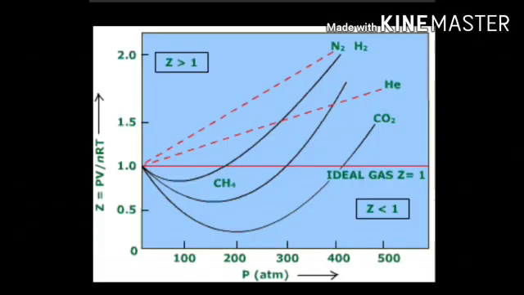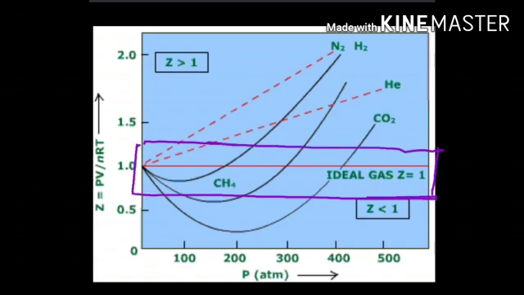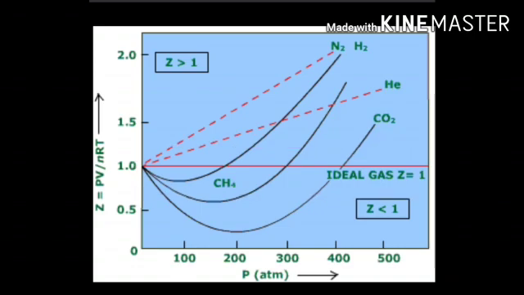For these gases, we draw a graph between compressibility factor Z and pressure P. For ideal gases, this graph is a straight line parallel to the pressure axis. From this straight line graph, what will we understand? For ideal gases, compressibility factor Z equal to 1. So, PV equal to nRT. For ideal gases, the graph Z versus P gives a straight line.